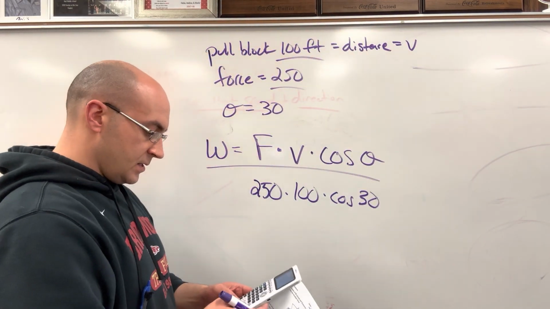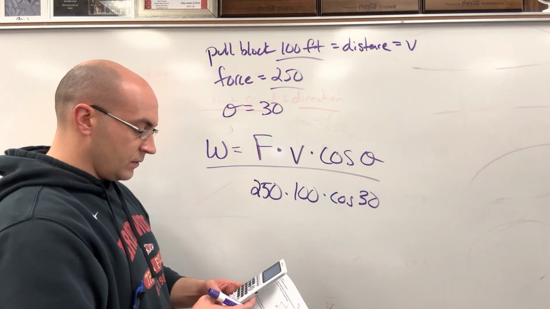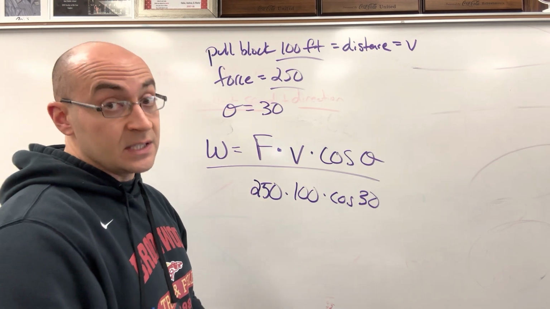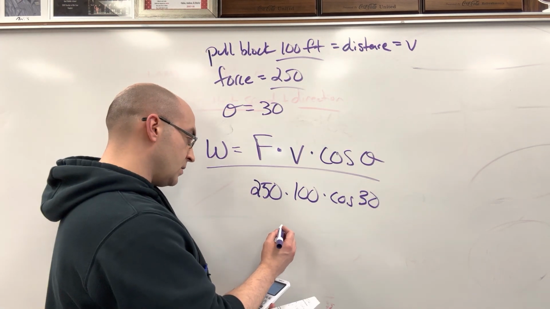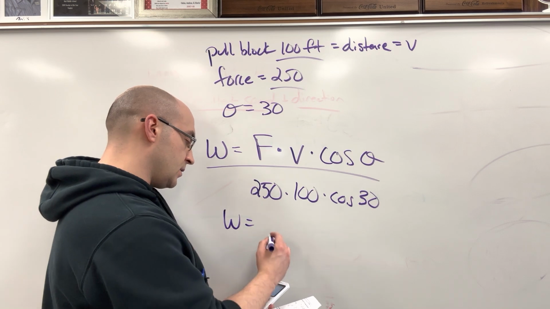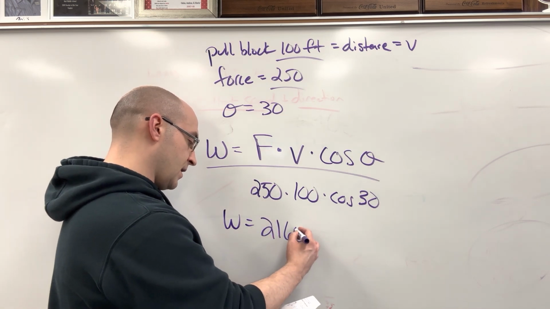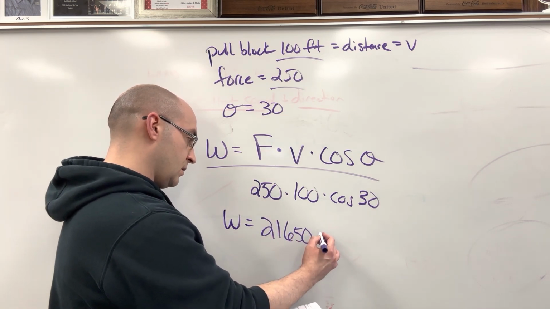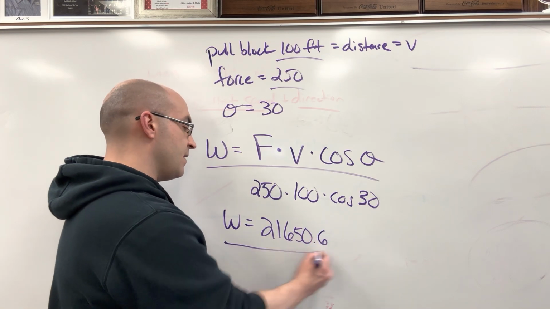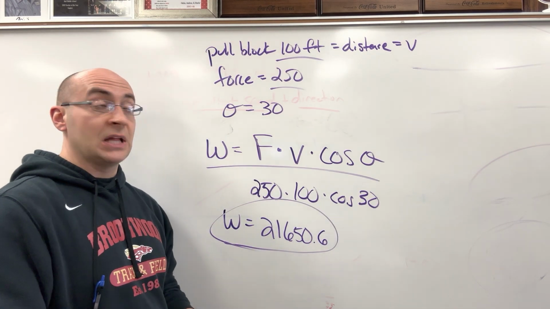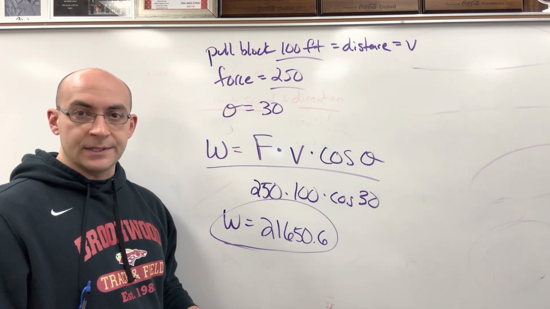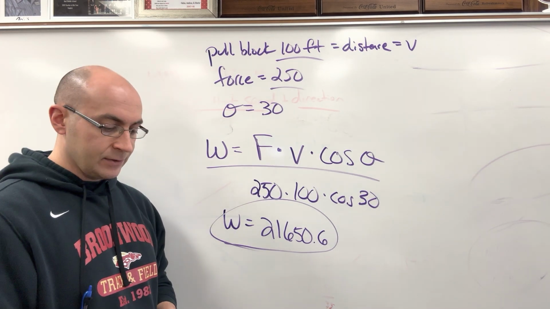So 250 times 100 times cosine of 30. Okay, so the force, and it's going to be a big number. The work that is exerted is 2165.06. That's the work that's required to pull that block 30 degrees, so 100 feet, whatever, okay?